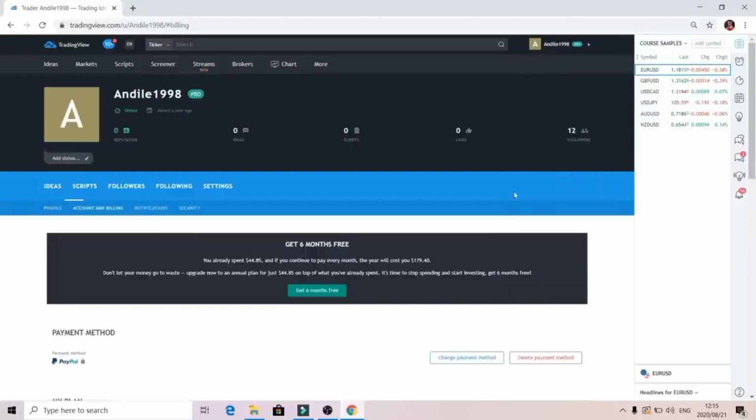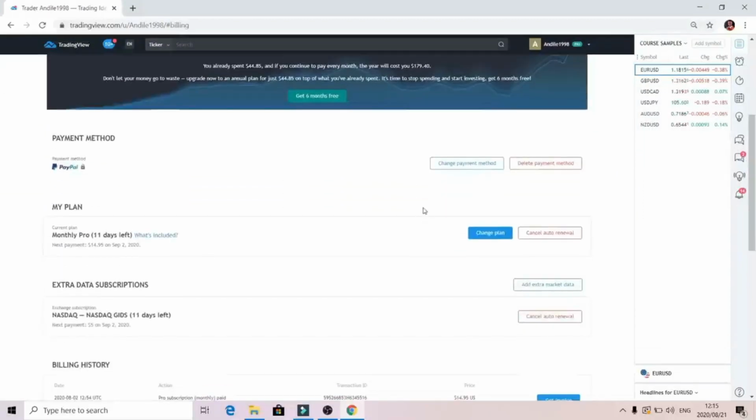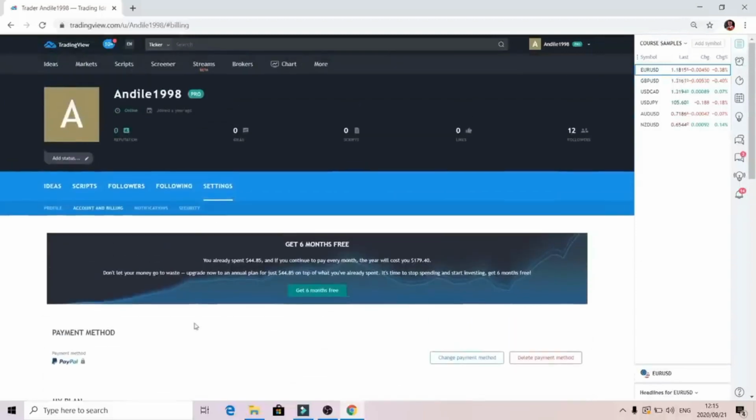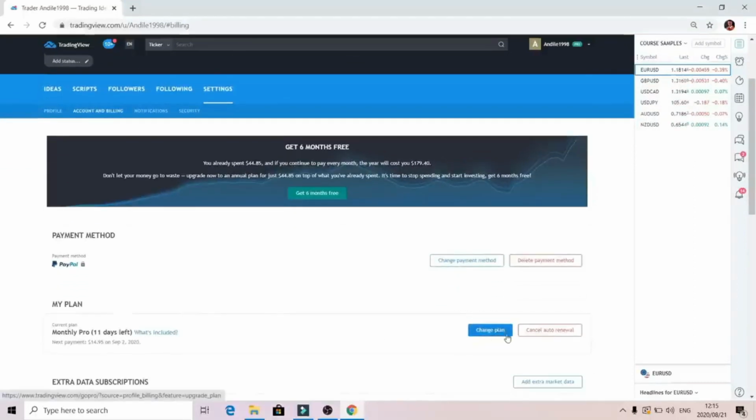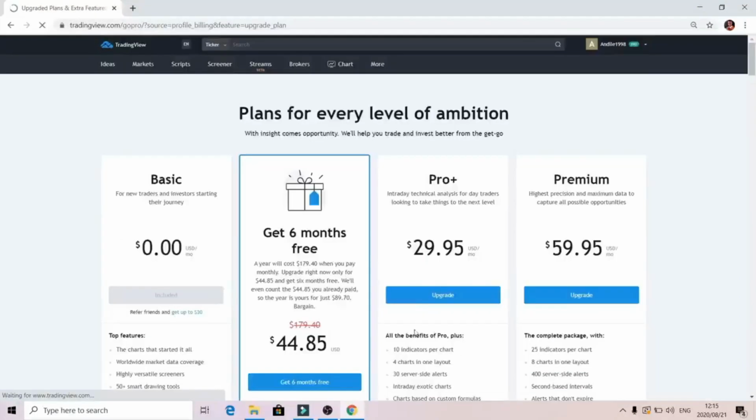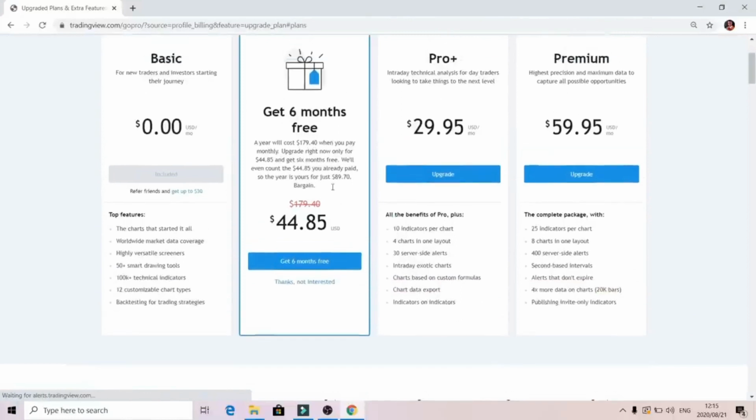So let's see on account and billing. As you can see, they literally charge from my PayPal account every month for me to have their plan. As you can see, guys, this is the plan. So I'm just going to go to change plan. When I say change plan, you're going to see I've subscribed for this, guys.